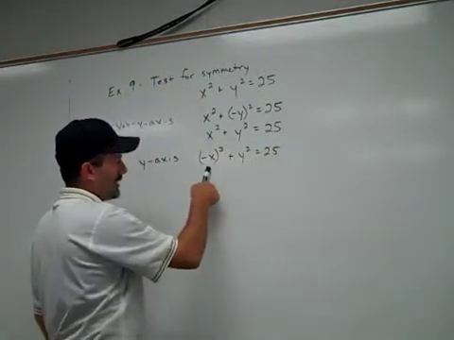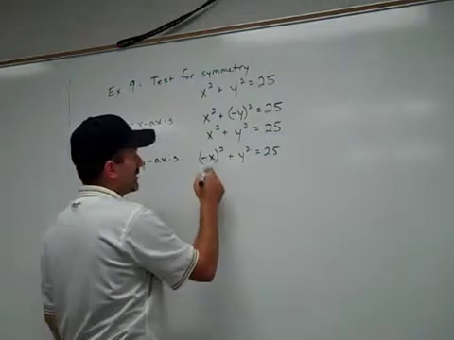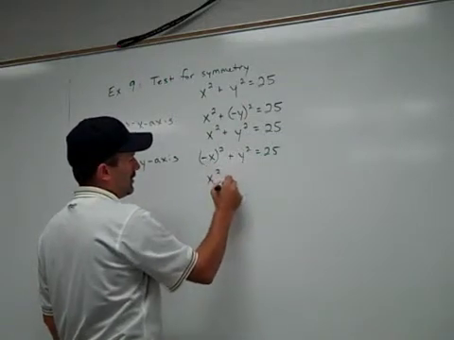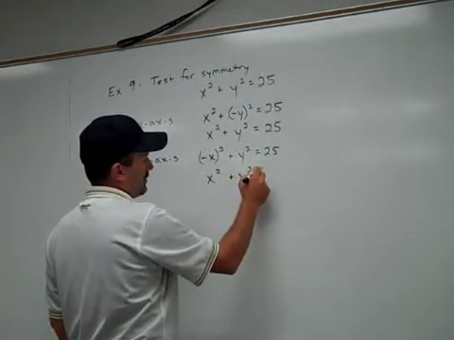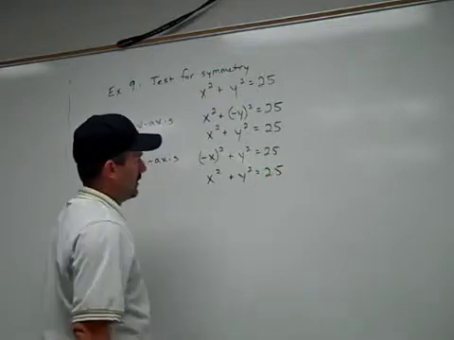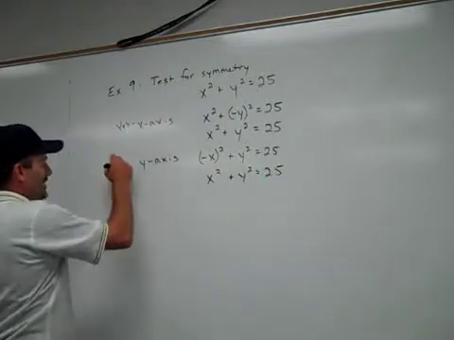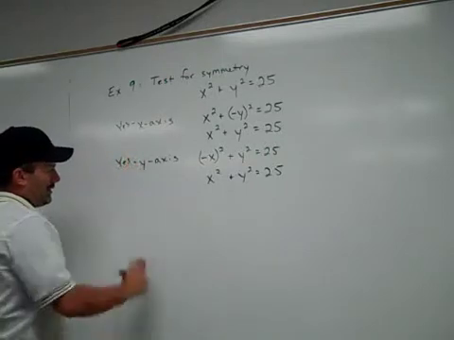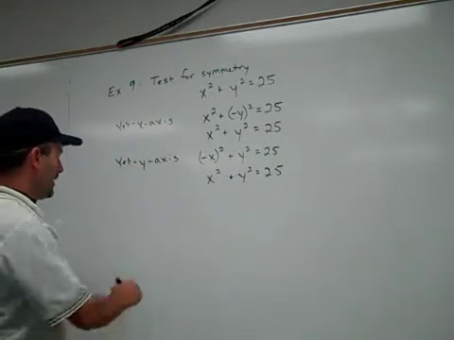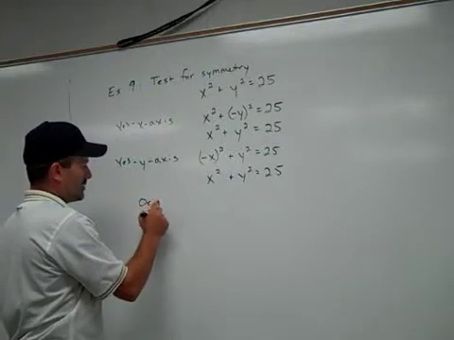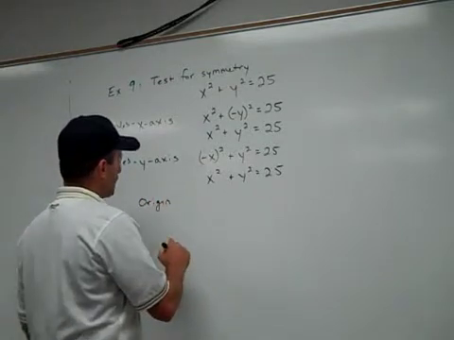Well, notice what happens again. Negative x times negative x is x squared plus y squared equals 25. So we find out that this equation is equivalent to this equation. So yes, there is symmetry with respect to the y-axis. And finally, we'll test symmetry with respect to the origin.